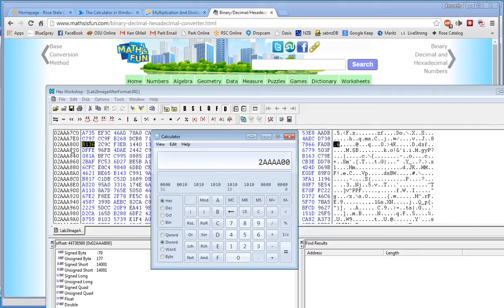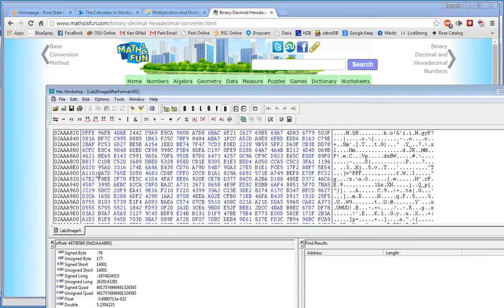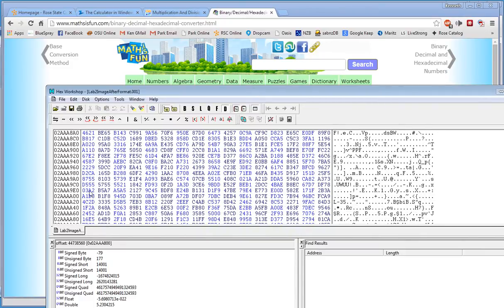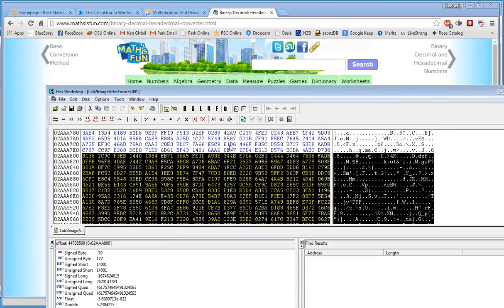So remember, 2AAA800 is the sector beginning. Then 2AAAA00 is the next one. So if I was to scroll down, if I'm going to select this sector, I'm going to go from there all the way till there. That is an entire sector right there.